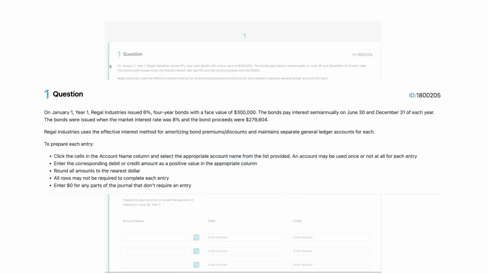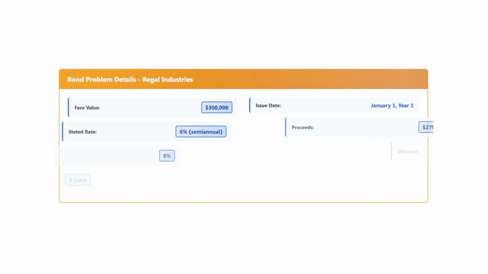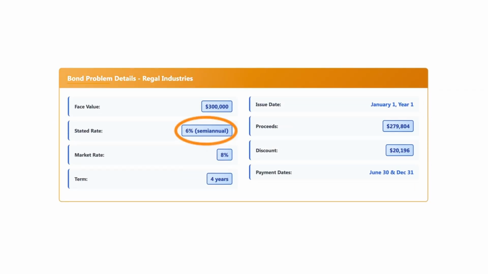On January 1st, year 1, Regal Industries issued 6% 4-year bonds with a face value of $300,000. The bonds pay interest semi-annually on June 30th and December 31st of each year. The bonds were issued when the market interest rate was 8%, and the bond proceeds were $279,804. 6% is the stated rate, so this is what determines our cash payment.